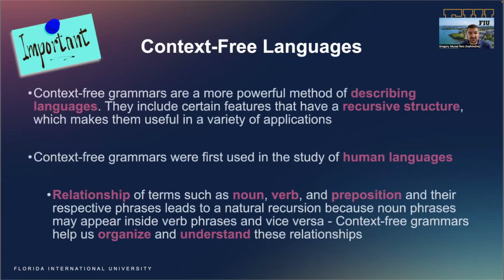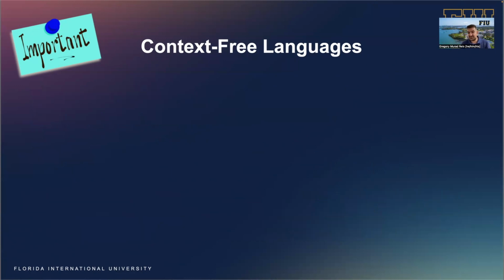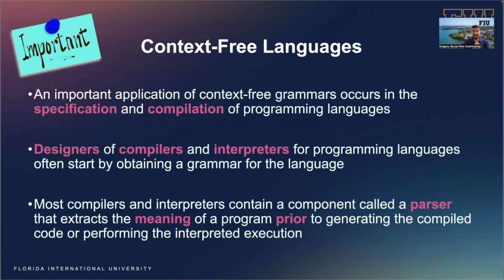So let's go back to the context-free. As I mentioned, context-free grammar is slightly more powerful than regular because of this recursive feature that allows us to not count, but at least keep track of how many occurrences of zeros and ones or other characters. It was first used in human languages in the study of linguistics, the relationship between noun, verb, prepositions. In the textbook, you can see more about that. For us, in our course, it's important because it's part of the specification and compilation. It's part of the syntax analysis.